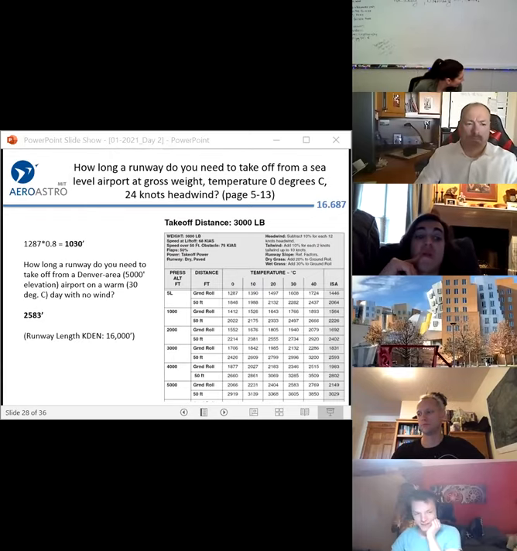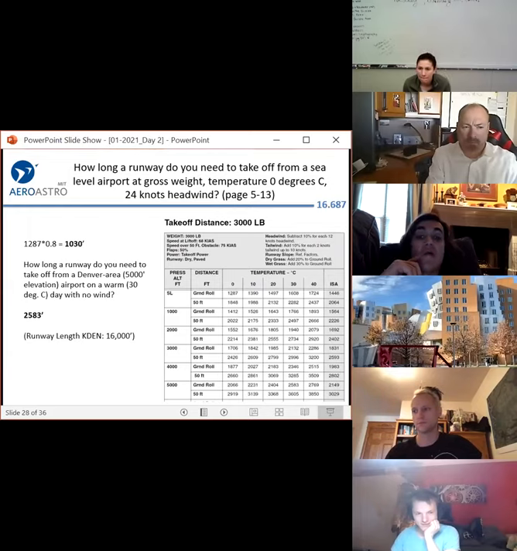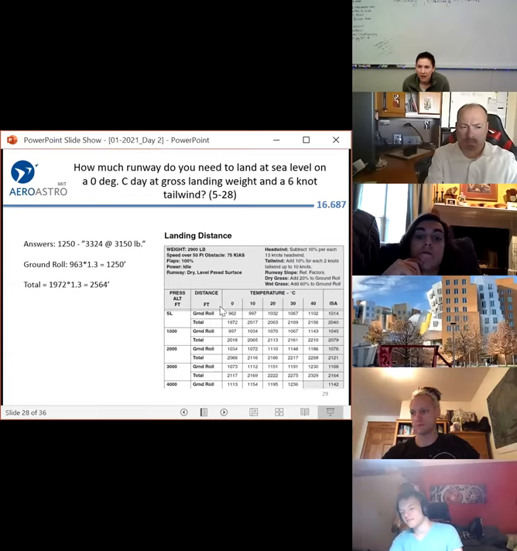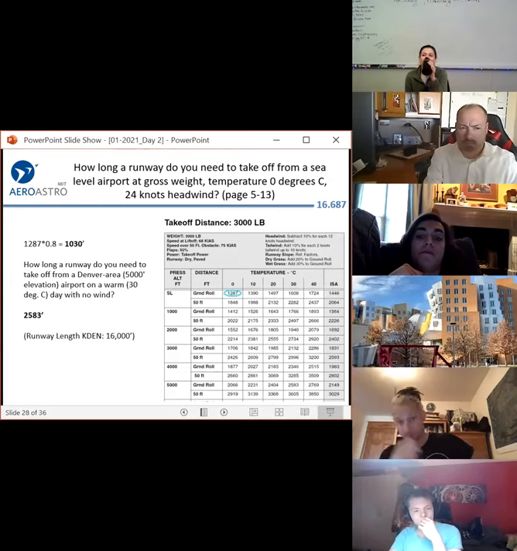Anyway, this chart is pretty simple to interpret. Maybe somebody can highlight the relevant field. If you're taking off from sea level at gross weight, temperature 0, that's really just the first two numbers there. So 1,287 is going to be your ground roll, but then we adjust by 10% for each 12 knots of headwind. We happen to have 24 knots of headwind.